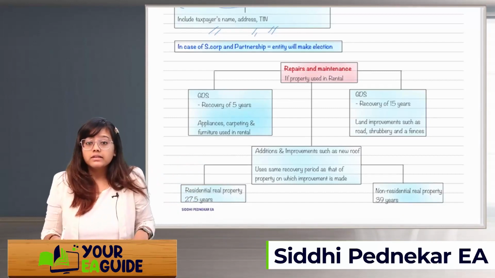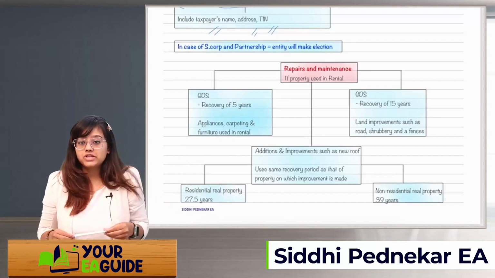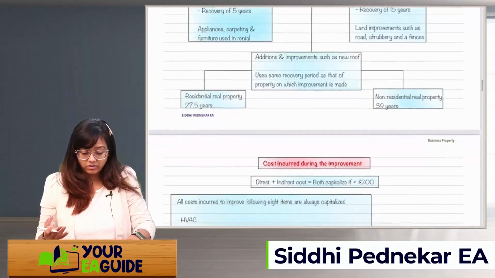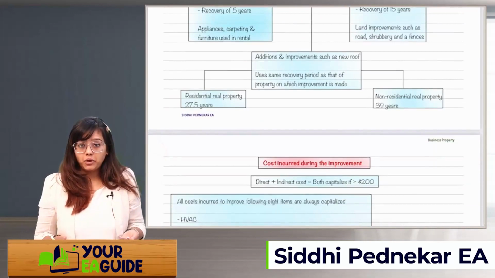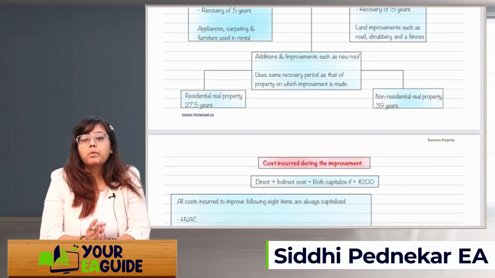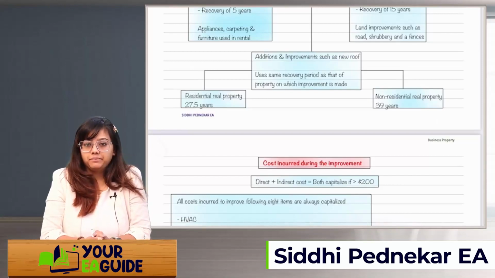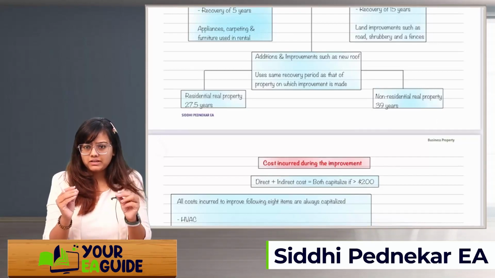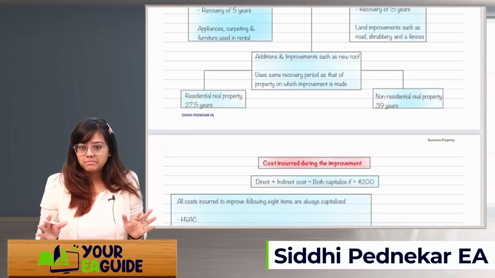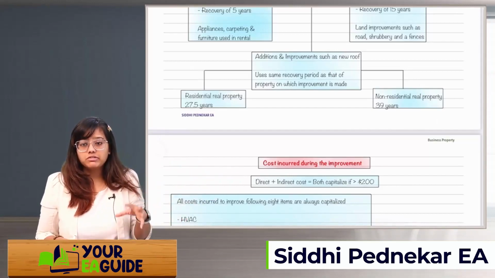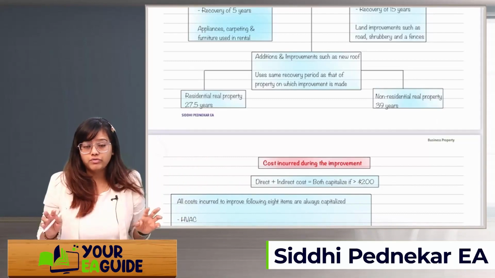All right. Then there's the addition and improvement, such as a new roof. If a new roof has been added to the property, then we will use the same period as that of the property on which the improvement is made. Whatever improvement is made on the property, we will use the same depreciation method that is used for the property. That's simple. If it's residential, we'll take 27.5 years. If it's non-residential commercial, then we'll take 39 years for that new roof addition.